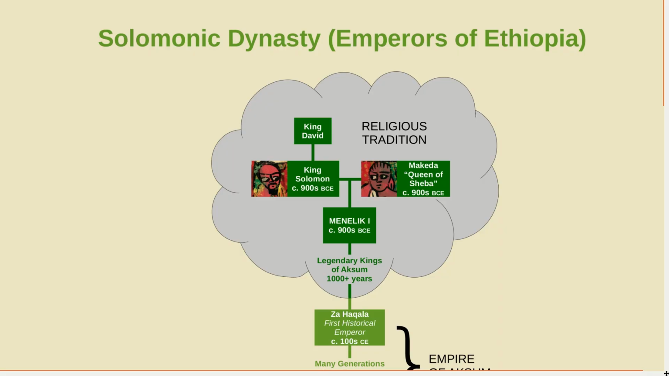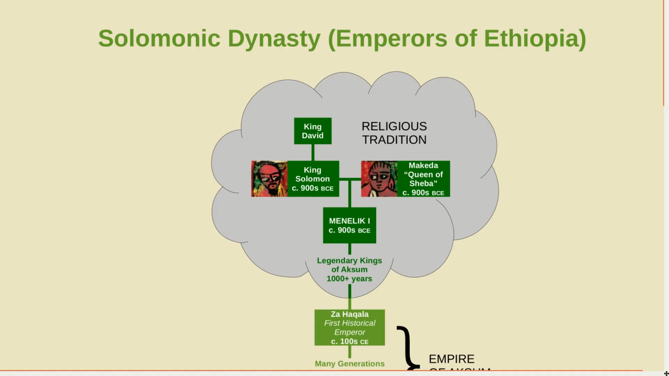One of the things that makes this dynasty so interesting is that it claims to be rooted in the very distant past. The name Solomonic comes from King Solomon, so that's where I'm going to start. Now keep in mind that this first part is based on religious tradition, not verifiable history, but we'll get to history soon. So when I say King Solomon, I mean the same Solomon that is a character in the Bible.